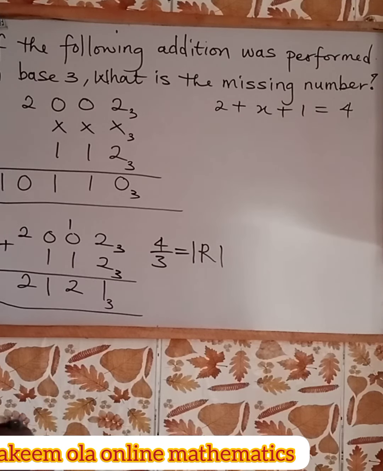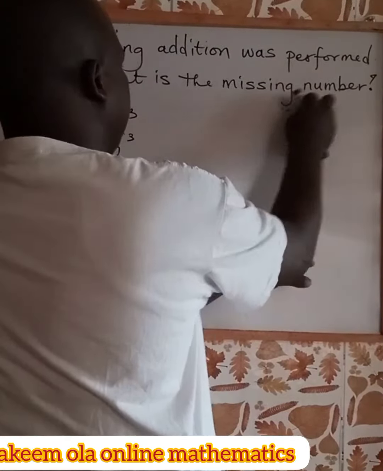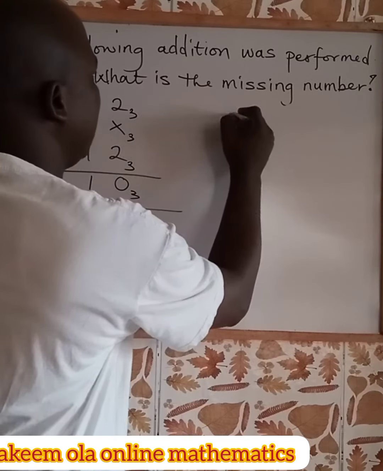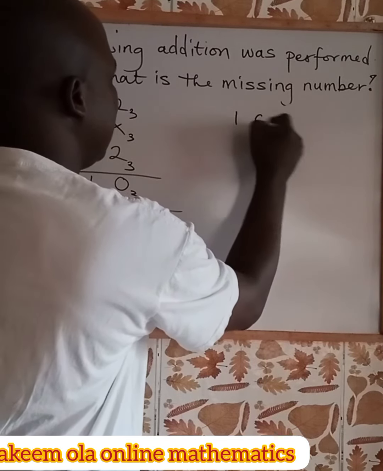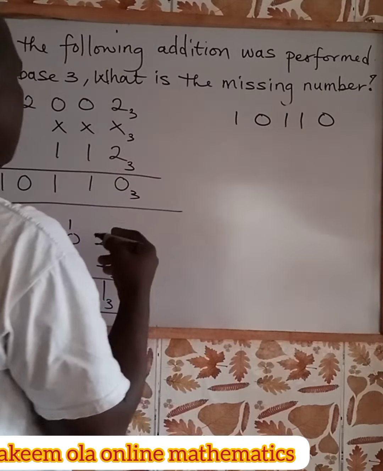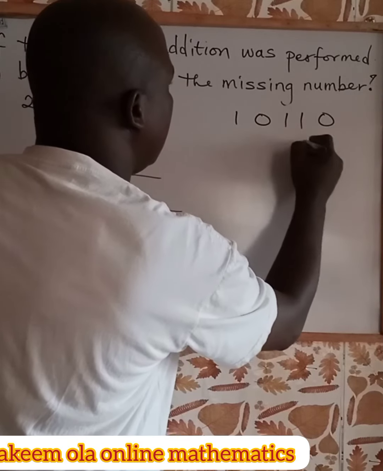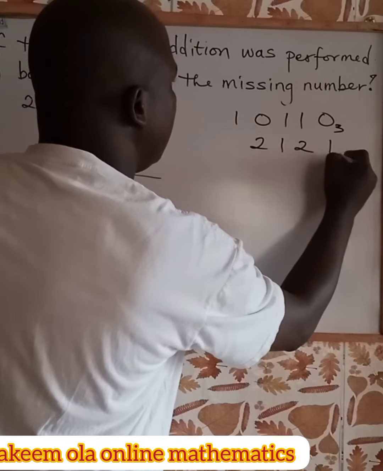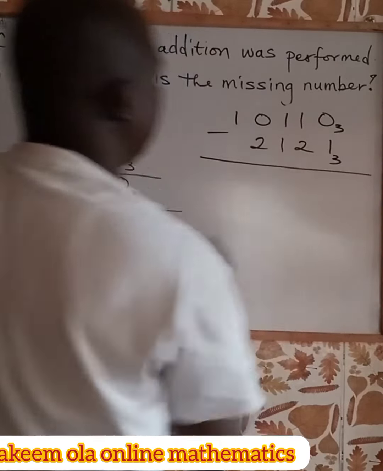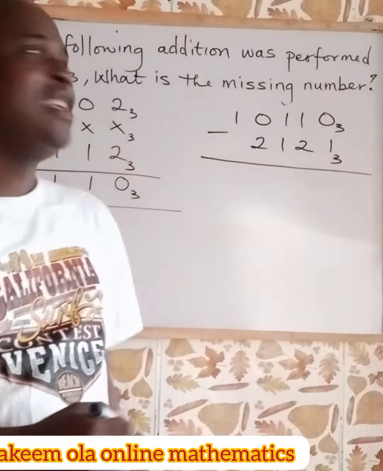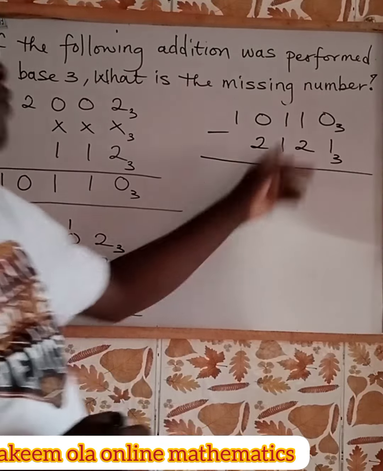So if you do that, you are going to have our answer, 10110. We are going to subtract this from it. And this one will give us 1, 2, 1, 2, base 3, base 3. Minus sign here. Where do we go? It's 0 minus 1. Impossible. So I'm going to borrow 1 from here.